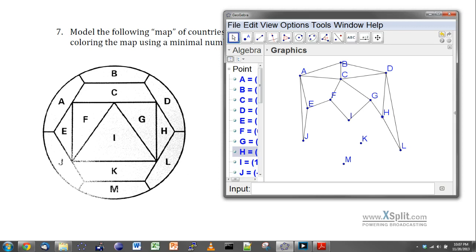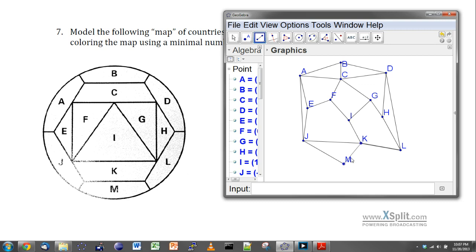All right, what else do we have? H is connected to L, do my alphabet. I is connected to K. We don't have that one quite yet. J, K. J is connected to K, J is connected to M. I, J, K, L. K is connected to L, K is connected to M.